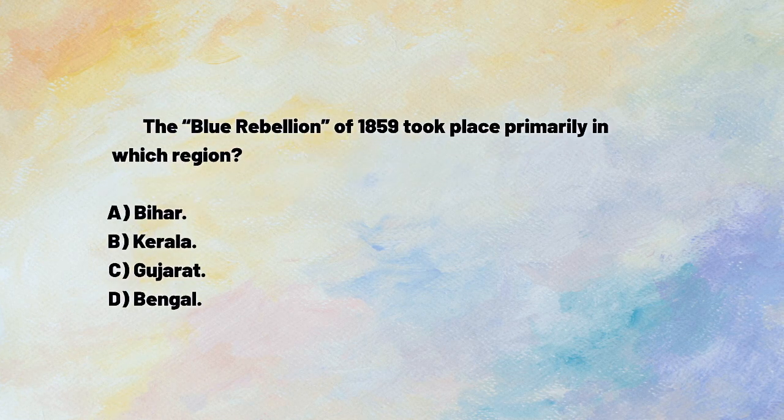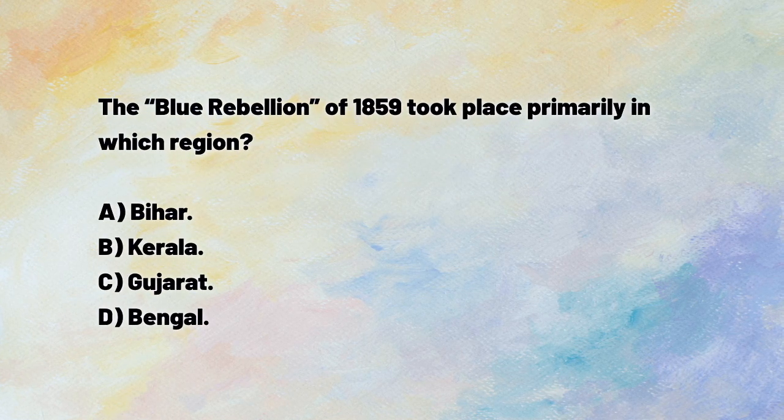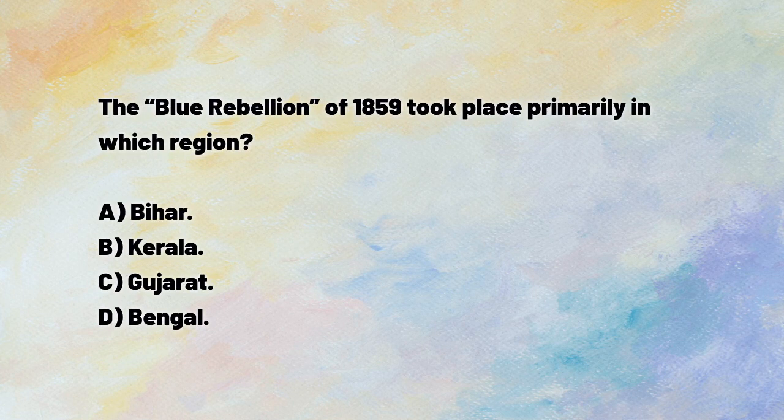Bengal. The Blue Rebellion of 1859 took place primarily in which region? A. Bihar. B. Kerala. C. Gujarat. D. Bengal. Answer: D.